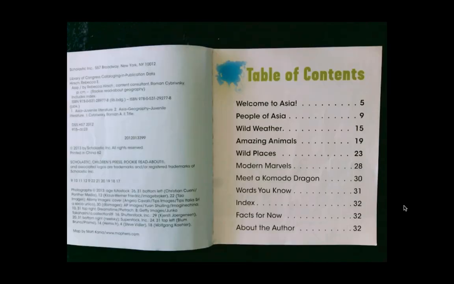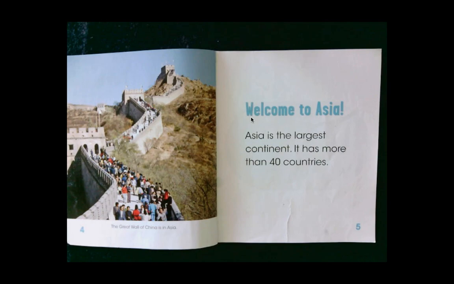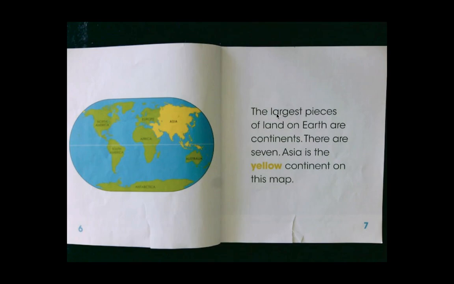Again, our table of contents. And here we go. Welcome to Asia. Asia is the largest continent. It has more than 40 countries. The largest pieces of land on Earth are continents. There are 7. Asia is the yellow continent on this map.